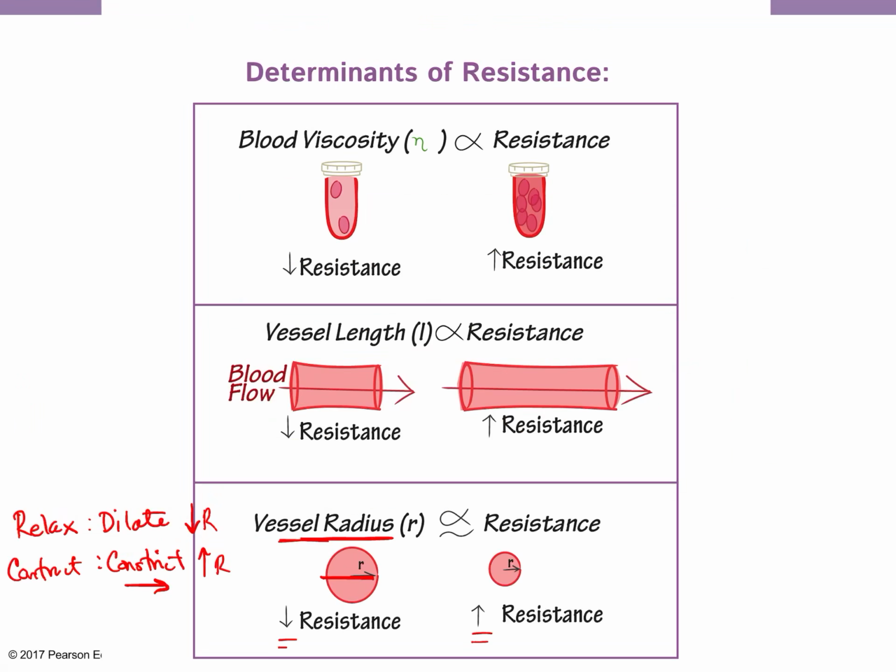The next one is here, the length. So just how long the vessel is going to have an impact on resistance. The shorter your blood vessels, the lower the resistance. The longer your blood vessel network, the more resistance there is. And this is because there's more surface area, and the more surface area contacts the blood, the fluid, creates friction, and so it slows down the blood flow.